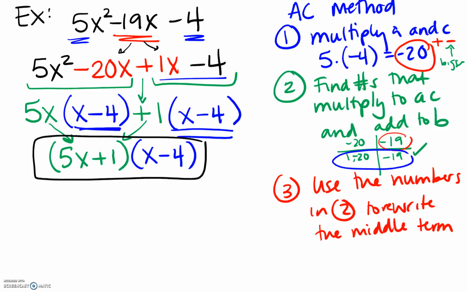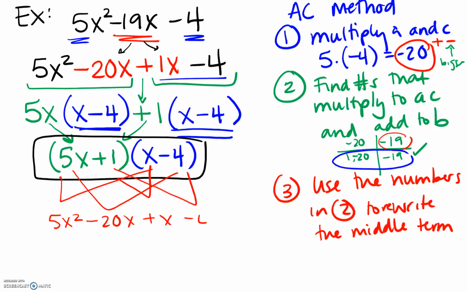And you can even double check this by foiling everything out. First, you're going to get 5x squared. Outer is a negative 20x. Inner is a plus x. And last is a negative 4. And when you add all that stuff back up, you get exactly what we started with.